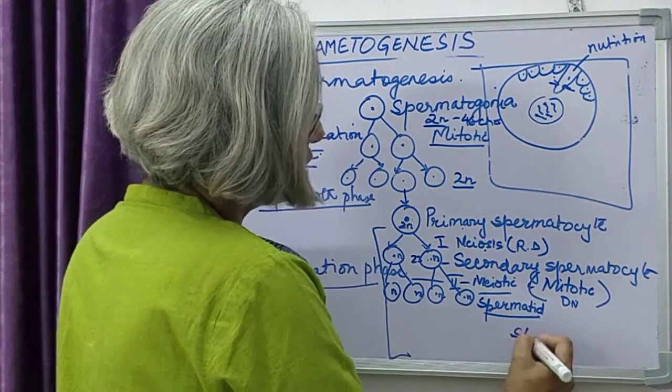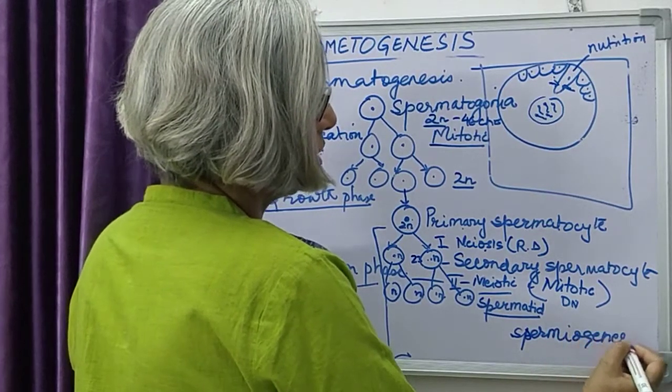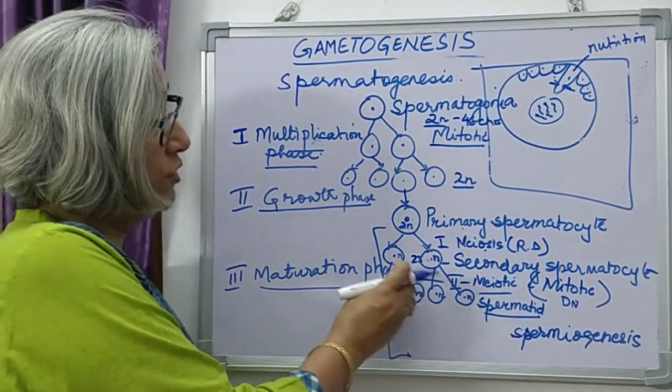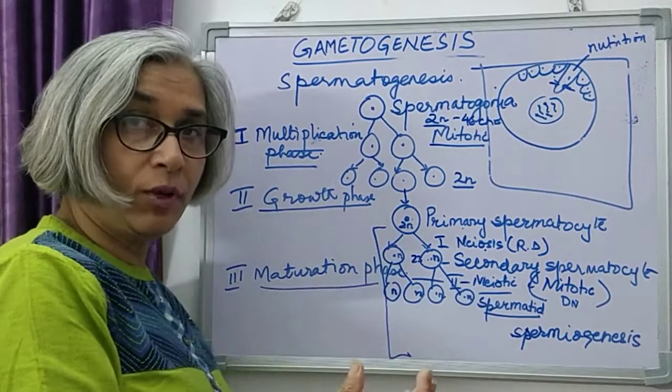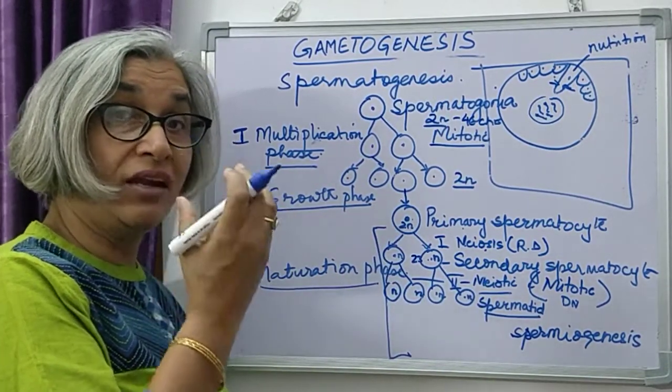That is called spermiogenesis, because now the sperms are going to be formed. So what is that major change? Each of these spermatids lose a little bit of cytoplasm. The nucleus gets condensed and a big head is formed.